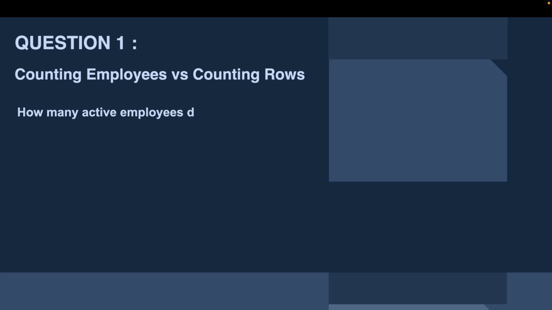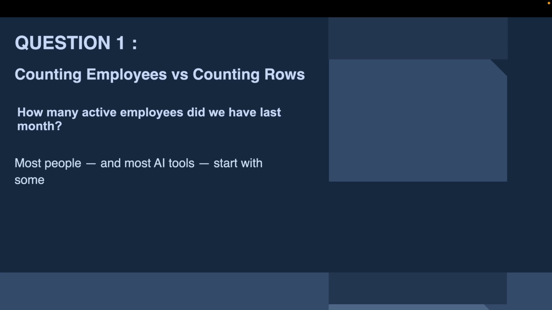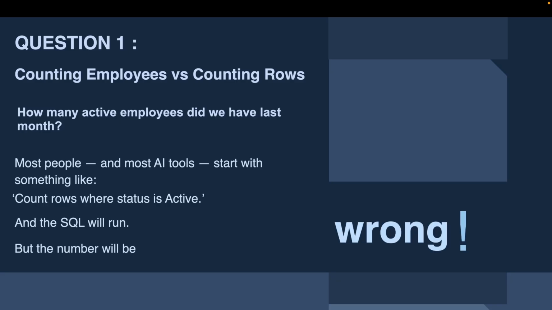Question number 1. Counting employees versus counting rows. How many active employees did we have last month? Sounds simple. Most people and most AI tools start with something like count rows where status is active, and the SQL will run, but the numbers will be wrong. You know why? Because rows are not employees.